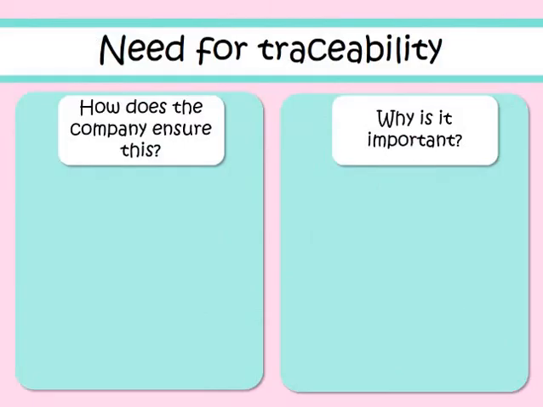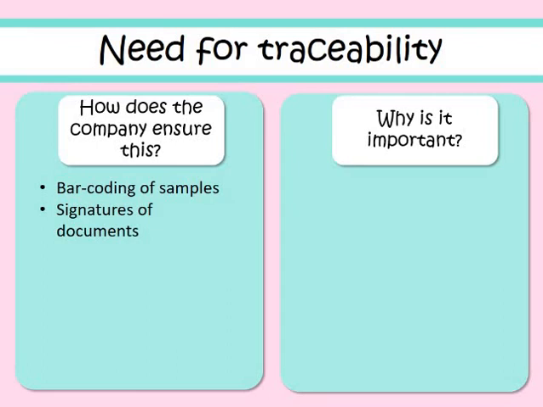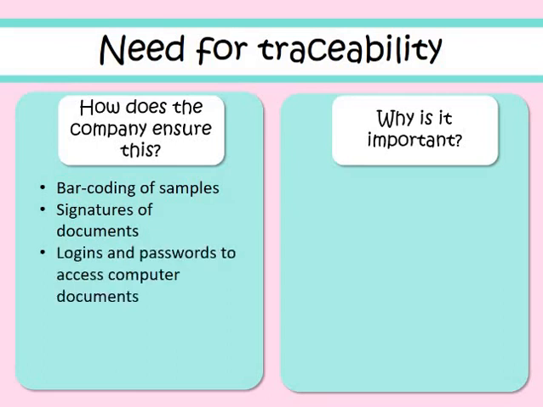So, why is there a need for traceability? Why do we need to know exactly where a sample has been and where it's going? The company makes sure that there is traceability by barcoding samples. They sign documents so that they know who's done any tests. There are logins and passwords to computer documents as well, so that you can see who's edited it last.